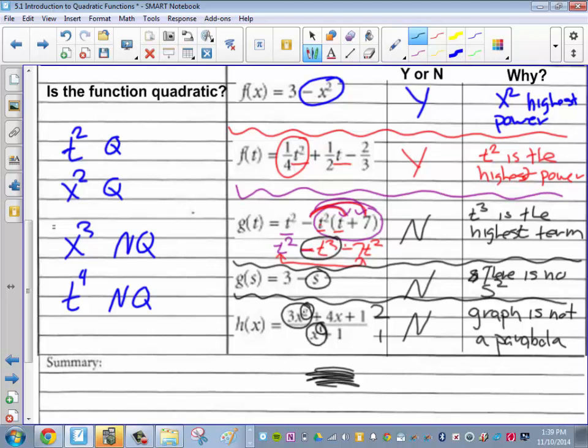So anyway, those are the things I think about when I am trying to figure out if a function is quadratic or not, things that I look for. Okay? I think I got these all right. Yes, yes, no, no, no. Okay, we're good.